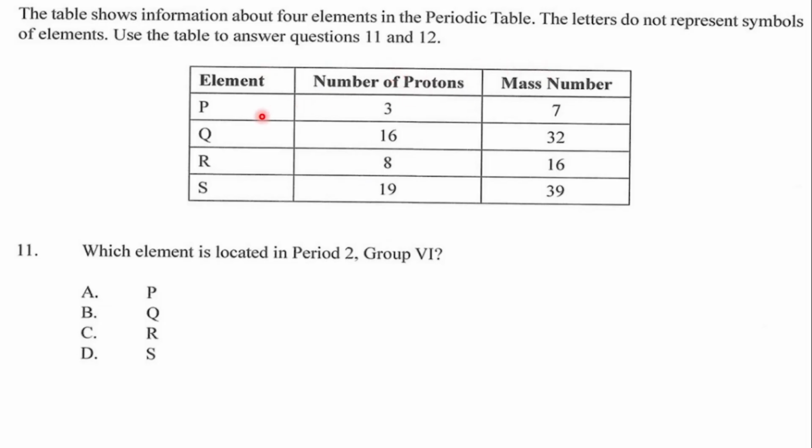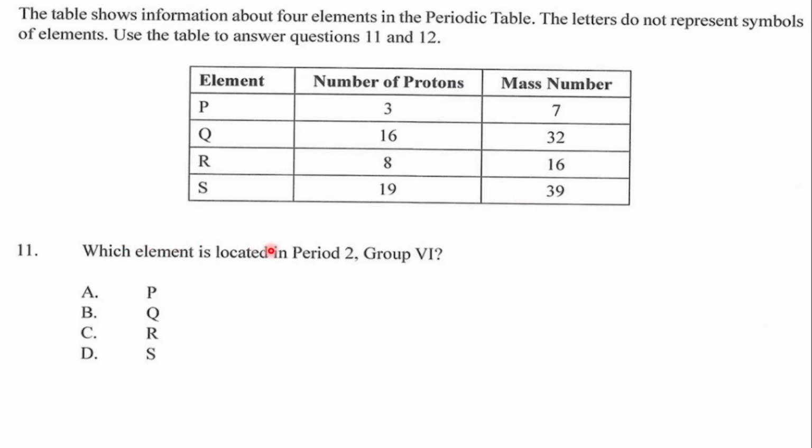For the first one, the element is P. The number of protons is 3. The mass number is 7. For Q, the number of protons is 16, and the mass number is 32. For R, the number of protons is 8, and the mass number is 16. And finally, for S, the number of protons is 19, and the mass number is 39.